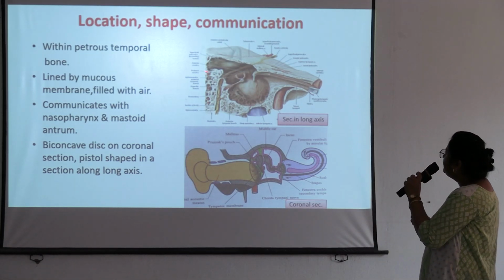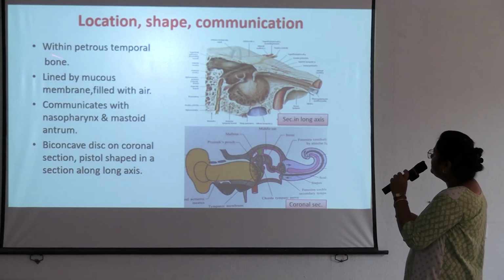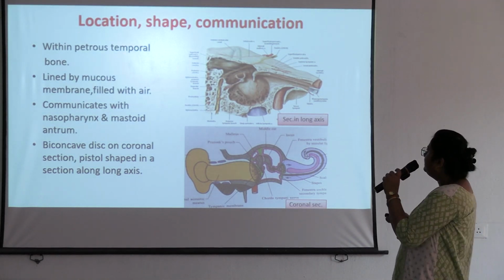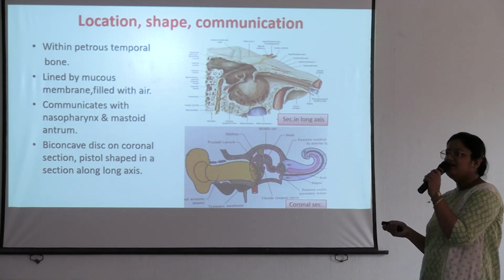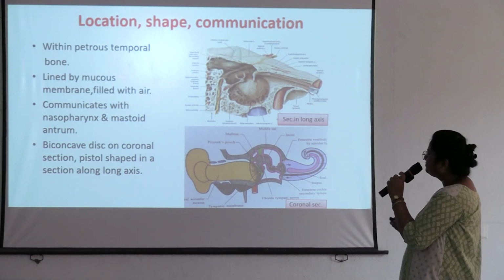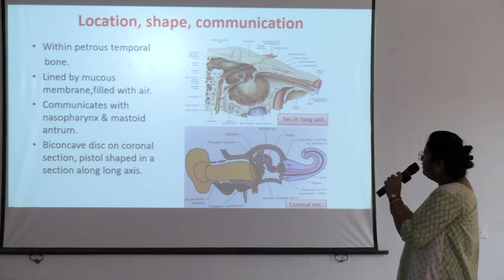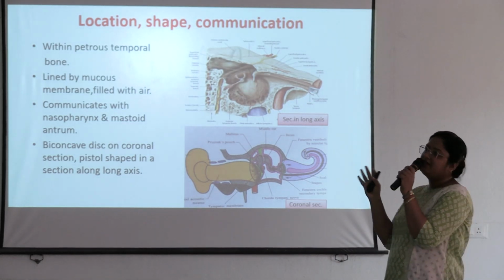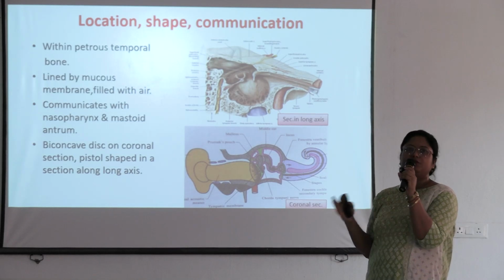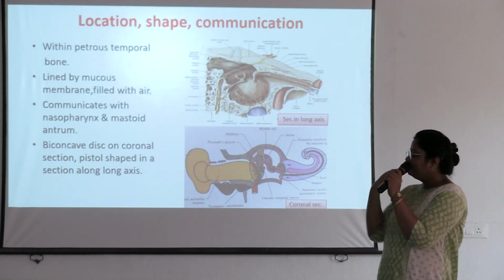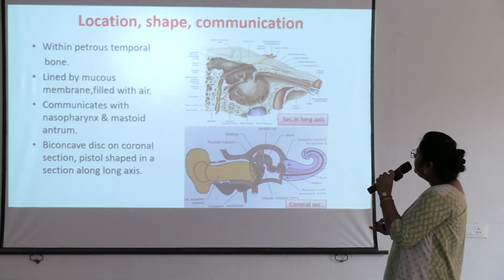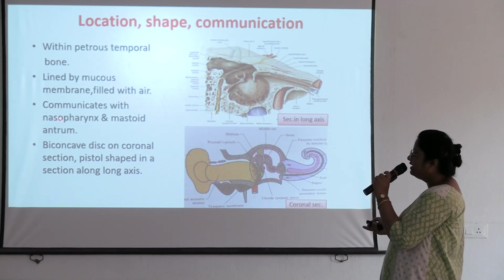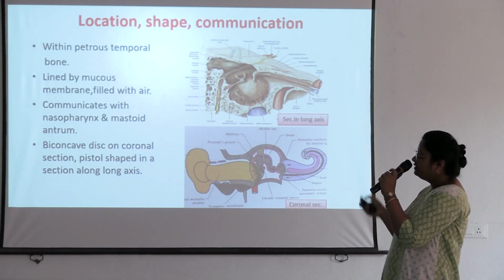So, the middle ear is located within the petrous part of the temporal bone, and it is lined by mucous membrane and filled with air. The function of the eustachian tube is to keep the air pressure equal on the 2 sides of the tympanic membrane. And the middle ear communicates with the nasopharynx via the auditory tube and with the mastoid antrum.